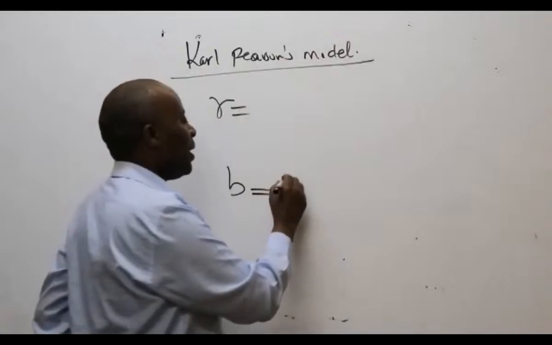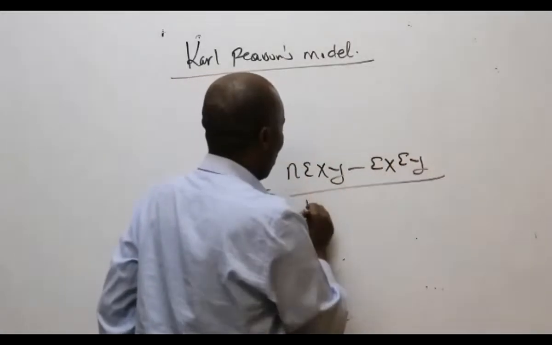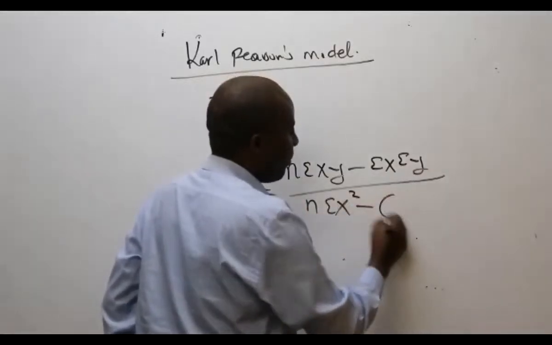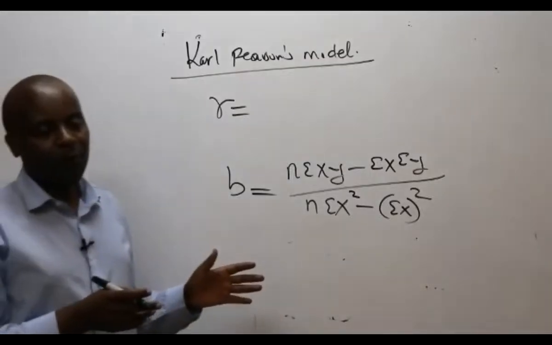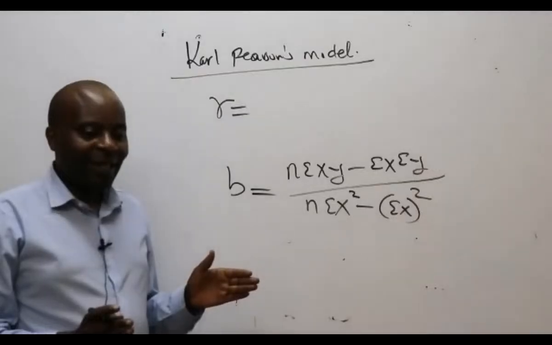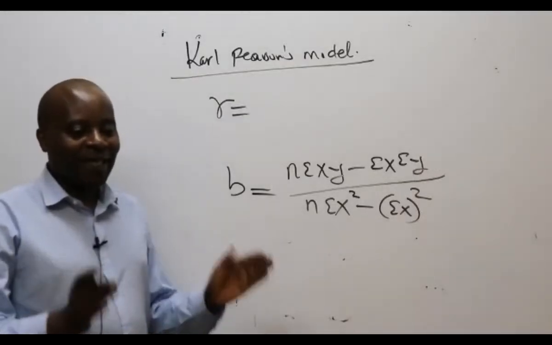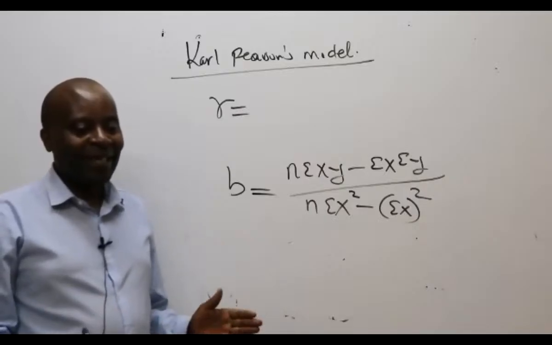I know that B equals n summations of xy minus sum of x, sum of y, all over n summations of x squared, bracket sum of x squared. You have to cram this the way I've crammed it myself. That is the formula of getting B, right?